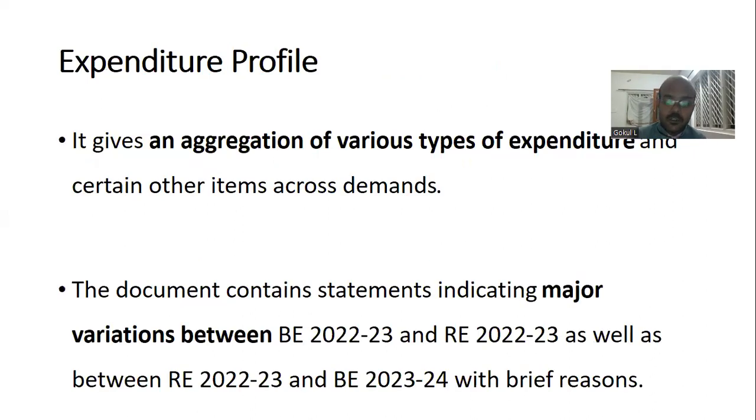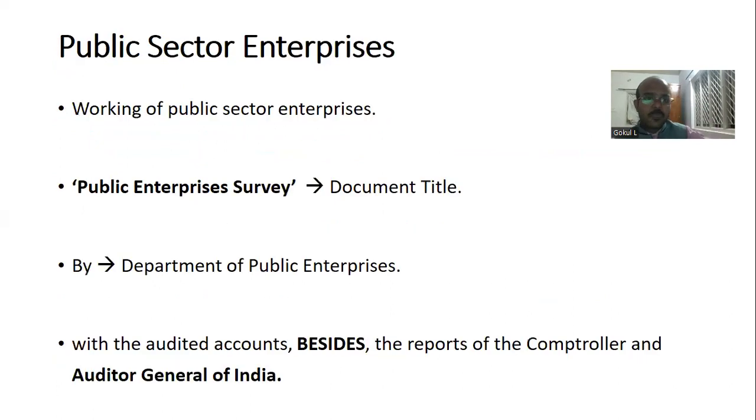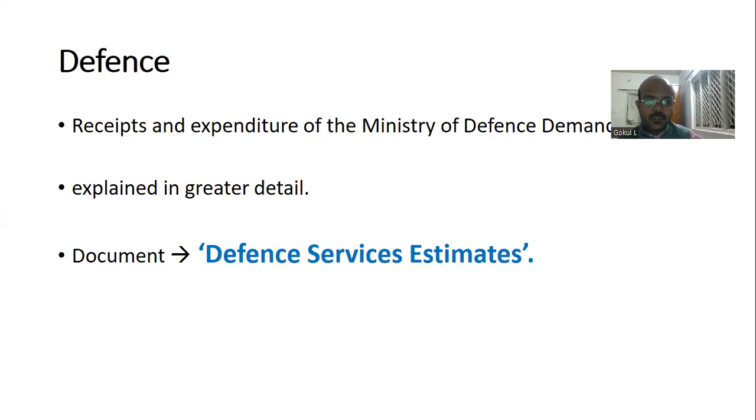Next, expenditure profile. So this is again aggregate information about revenue, expenditure, and revenue receipts. This you can just read. Okay. Next, expenditure profile. It speaks about international contributions, gender budgeting, and schemes for child welfare. Okay. Next, public sector enterprise. What are the amounts allotted for public sector enterprises? So commercial bodies, especially railways, what is the amount allotted for it? Please read the slides once. I'm just running through the slides as we can't explain each and everything.